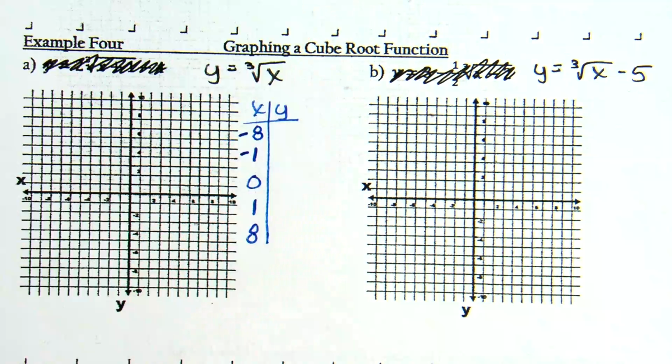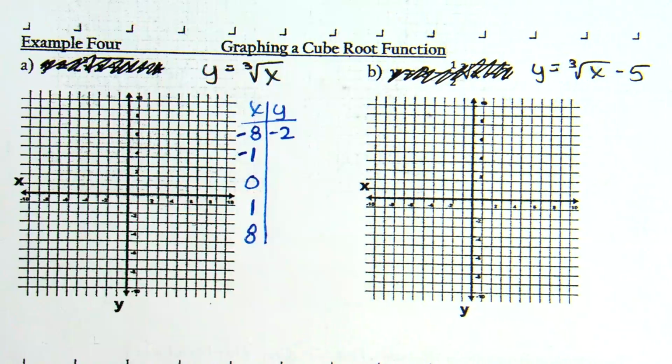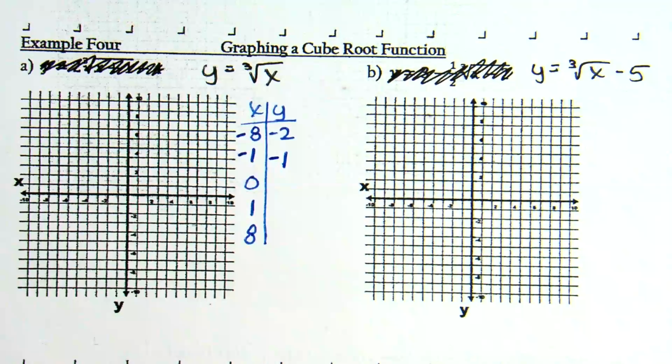I don't care what order your XY chart is in. I like mine to be in order, which is why I hadn't written them down yet. I don't know if you guys caught on to that or not. Okay. What is the cube root of negative 8? Negative 2. The cube root of 8 is 2. The cube root of a negative is a negative. What's the cube root of negative 1? Negative 1. Cube root of 0? 0. Cube root of 1? 1. Cube root of 8? 2.